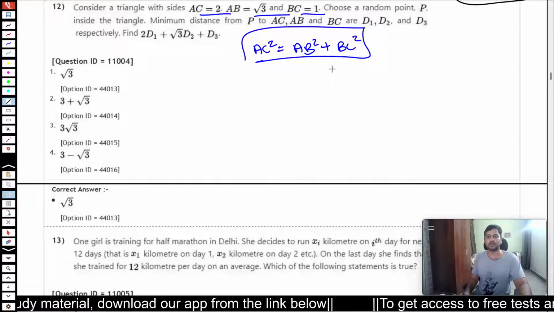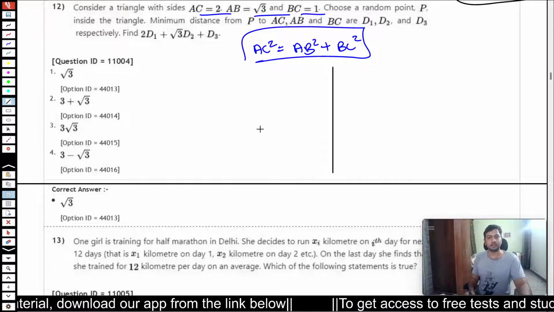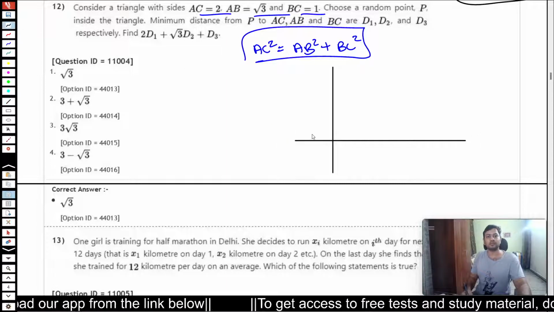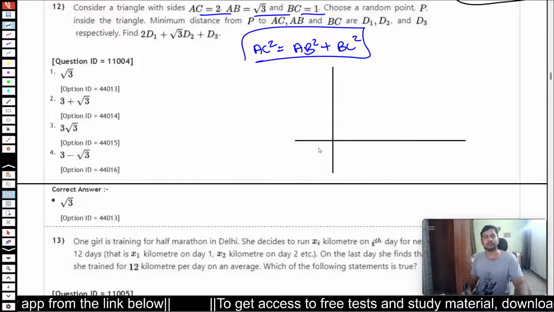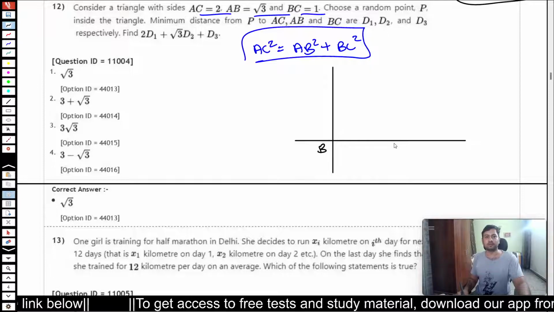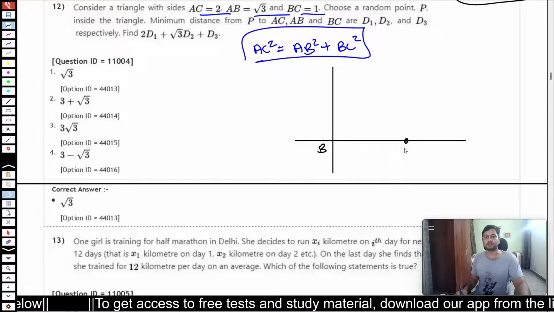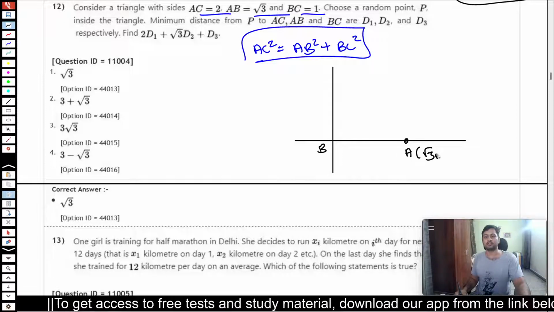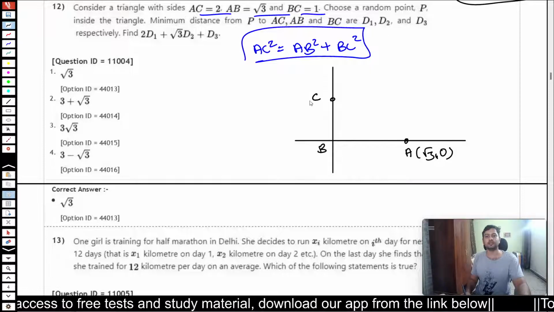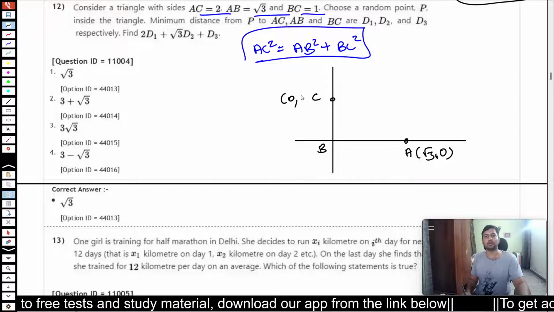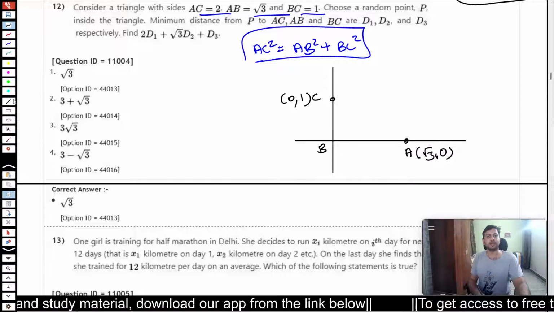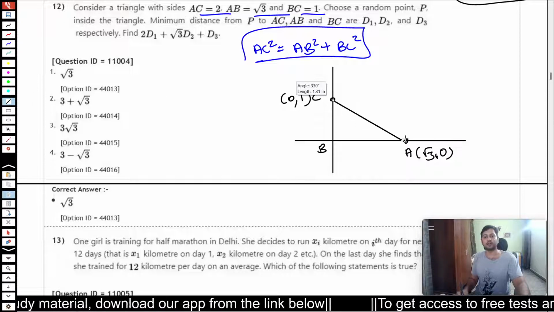So let me just construct this triangle on the Cartesian plane. Let's say this is my point B. AB is root 3, so let's say point A is at root 3 comma 0, and this is my point C at 0 comma 1. So BC is 1 unit, AB is root 3 units, and when I connect these points A and C, I get my triangle.